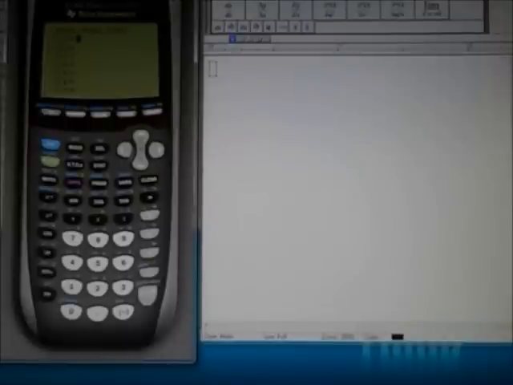Next part that we're going to do with our calculator is asymptotes. So there are two types of asymptotes. They are vertical and horizontal. So I think we can probably use our calculator to do both.